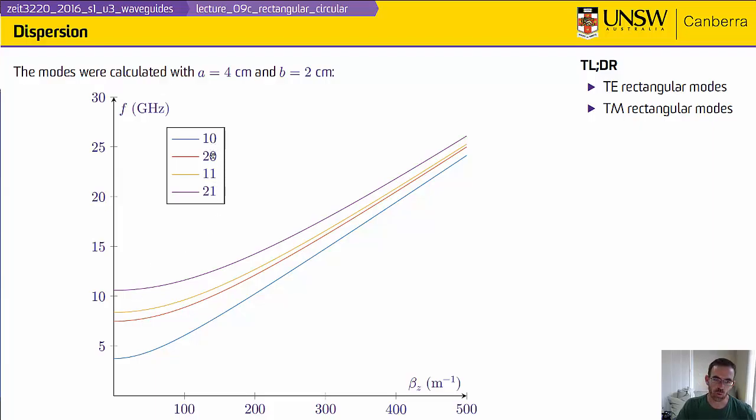As I indicated, what we have here is the 1,0, the 2,0, the 1,1, the 2,1. There's also a 0,1 mode, and the 0,0 mode we'll see will slide in between here.